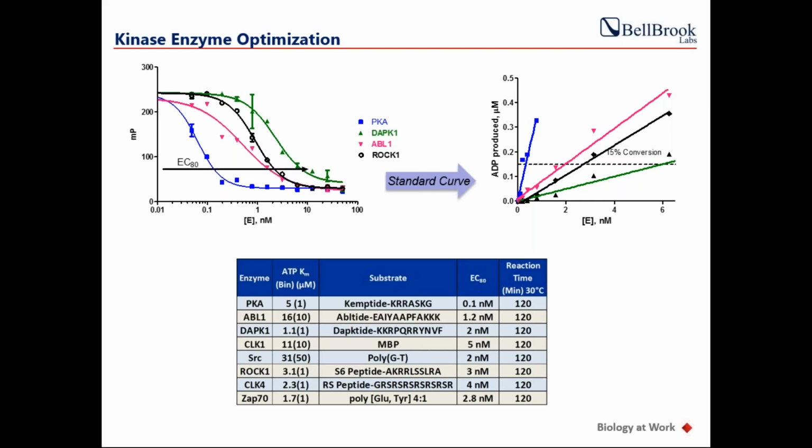And so this is some data from a project that we ran for a customer where they wanted to screen these various enzymes. They wanted to use these enzymes for profiling inhibitors, inhibitor potency, and their goal was they wanted to be at 5 nanomolar or below with the concentration of all their enzymes for this inhibitor profiling project. So we were able to achieve that for them quite easily with the Transcreener assay.